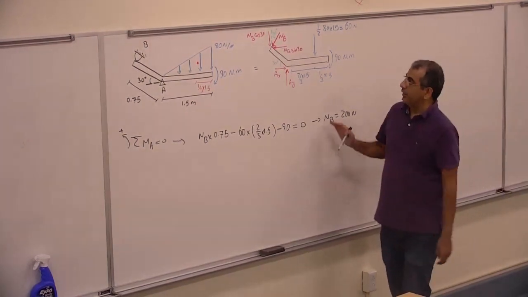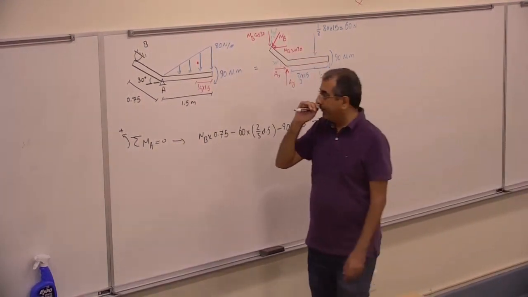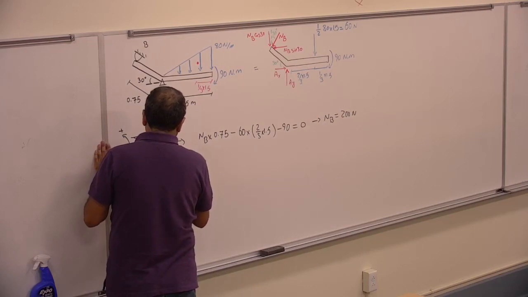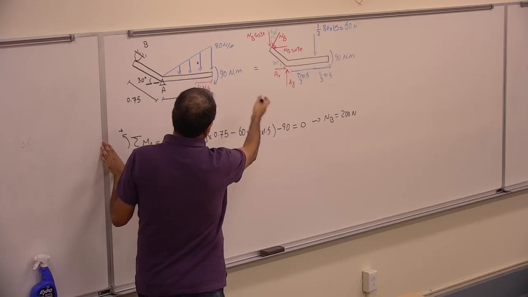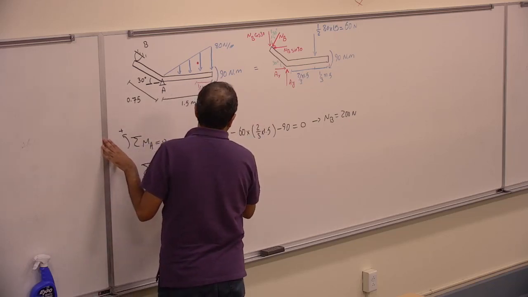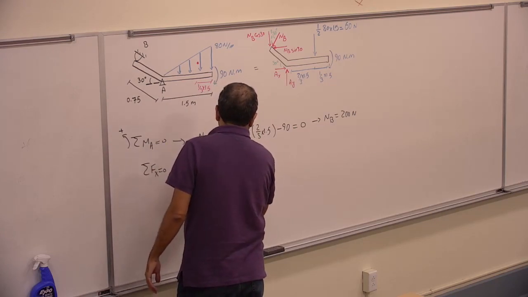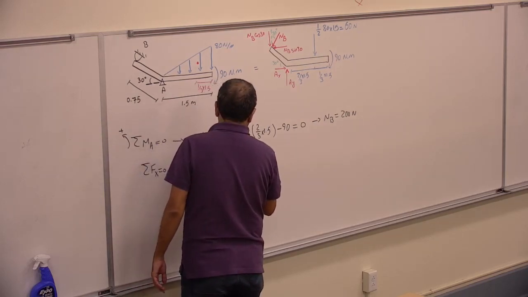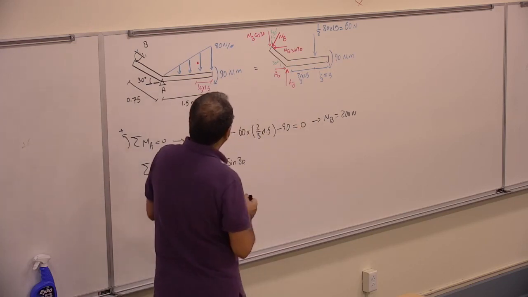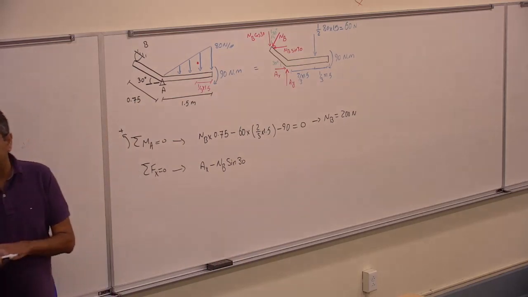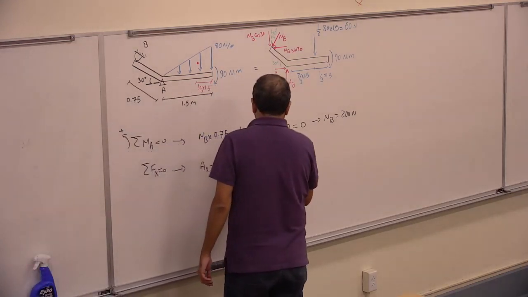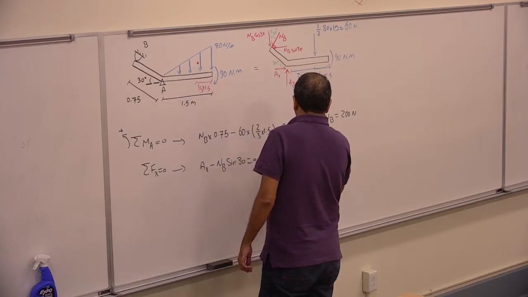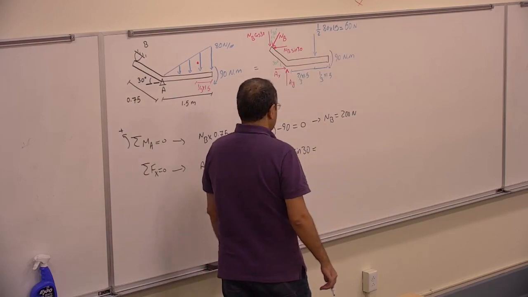Now that I have the NB, so I have NB sine and cosine theta as well. So I can go ahead and write either sigma Fx or sigma Fy equals 0. The next thing I will write is the sigma Fx equals 0. In the x direction, I have the Ax going here, I have minus NB cosine, sine 30. Any other forces in the x? I have only these two. So Ax is going to be 200 sine 30, which comes out at 100.